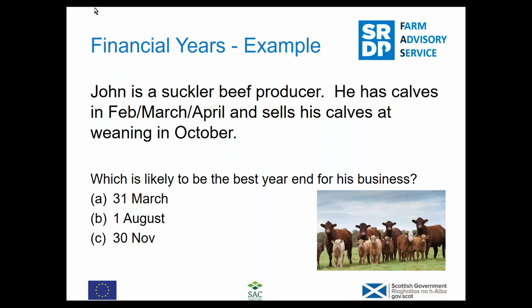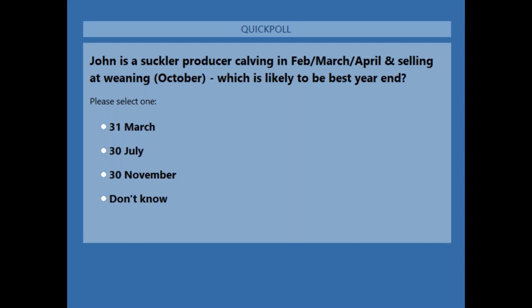So to look at an example, John is a suckler beef producer. He calves in February, March and April, and he sells his calves at weaning in October. So which is likely to be the best year end for John's business? Have a think. Which one do you think would suit a suckler producer who calves in February, March, April and sells at the end of October or in the middle of October?